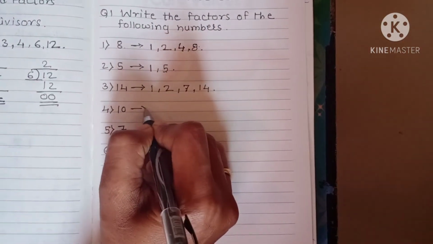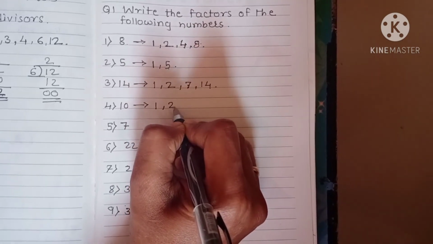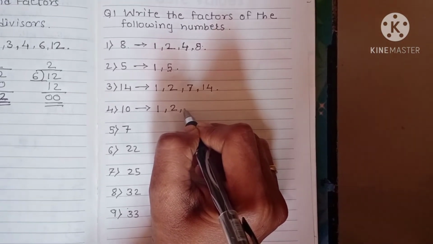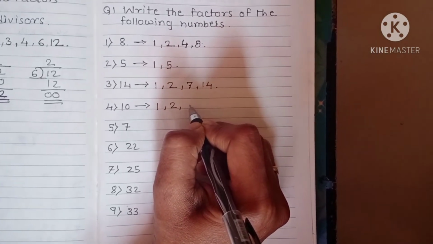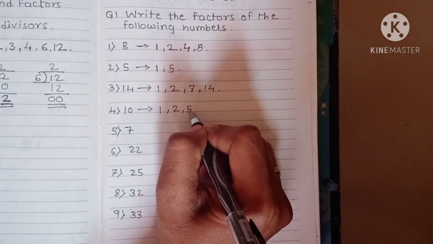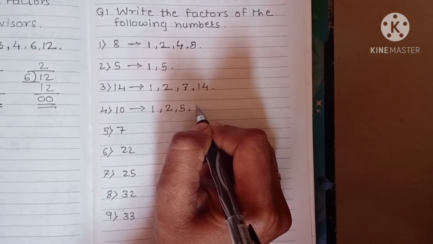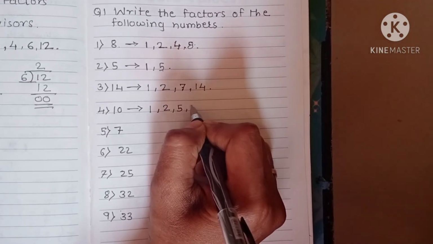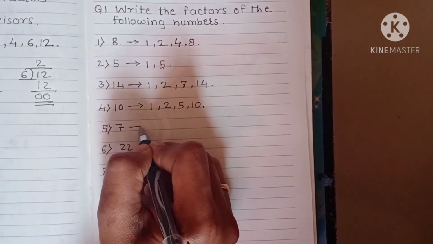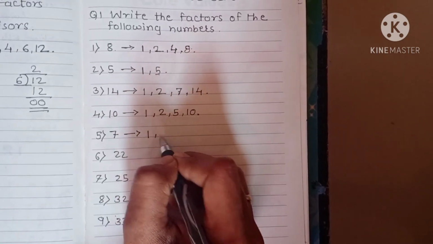Now next number is 10. So first 1 is a factor of 10, then 2. 3 is not a factor of 10 because in the table of 3, 10 is not there. 4 is not a factor of 10. 5 is a factor of 10 because in the table of 5, 10 is there. 6 is not a factor of 10, 7 is not, 8 is not, 9 is not, 10. 10 is a factor of 10. Now next is 7. Factors of 7 are 1 and 7 only.